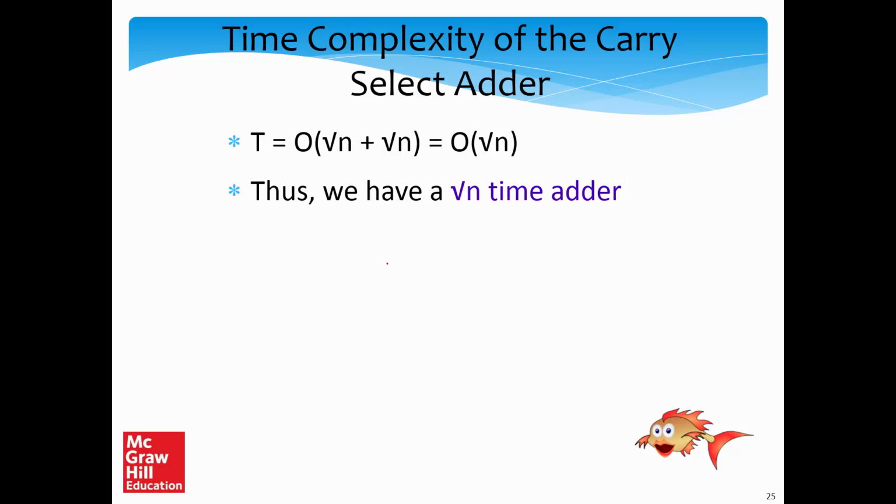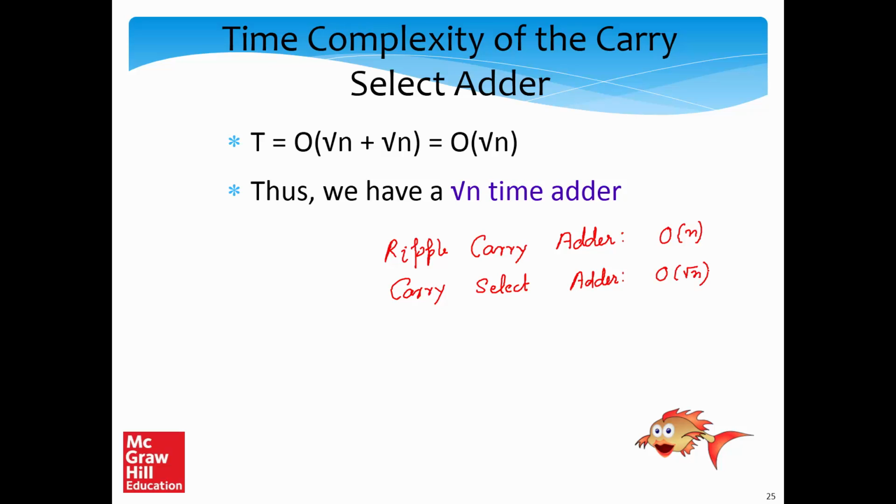So basically, how fast was a ripple carry adder? The ripple carry adder, which was very, very simple, took order of n time, and the carry select adder takes order of square root of n time. So it is expected to be much faster.